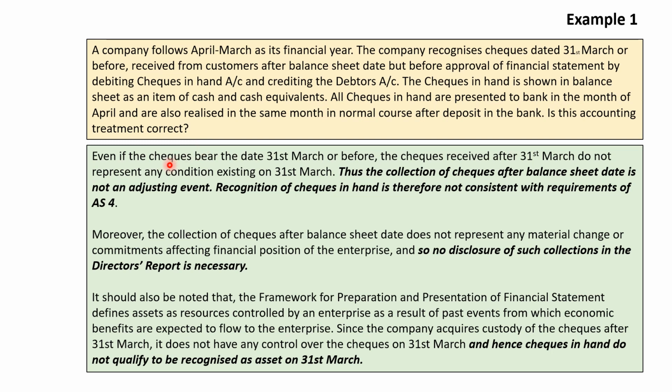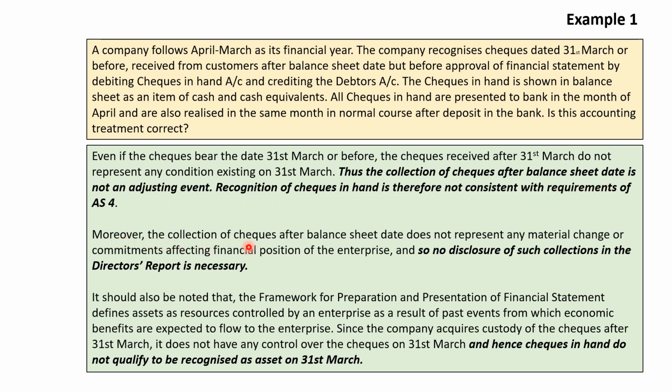Even if the checks bear the date of 31st March or before, the checks received after 31st March do not represent any condition existing on 31st March. Thus, the collection of checks after the balance sheet date is not an adjusting event. As on 31st March, the debtors were pending. Merely because afterwards we collected money, it does not mean as on 31st March debtors were realized. So this is not an adjusting event. This is a non-adjusting event. Recognition of checks in hand is therefore not consistent with the requirement of AS 4.